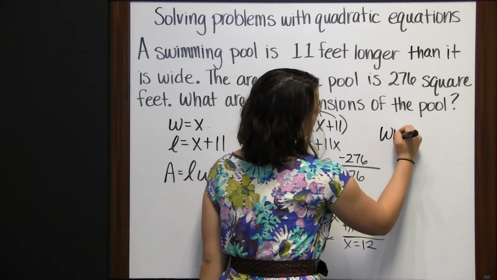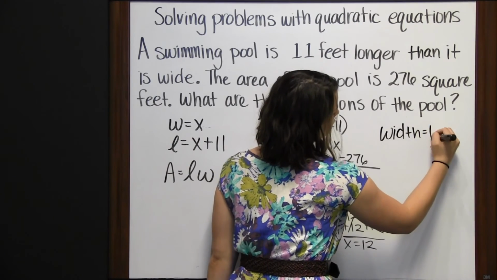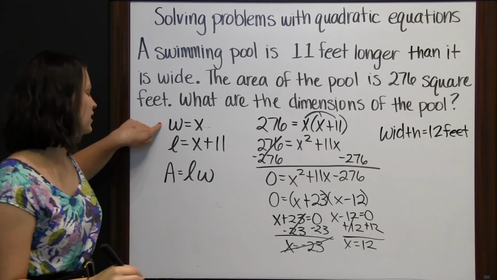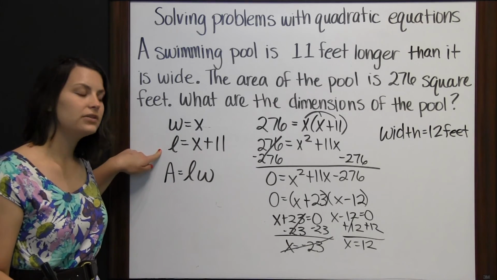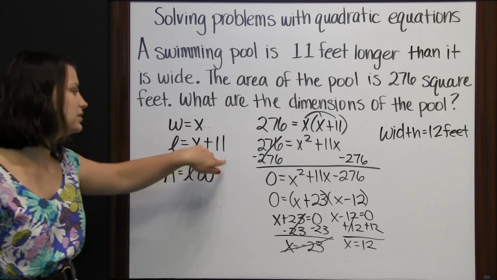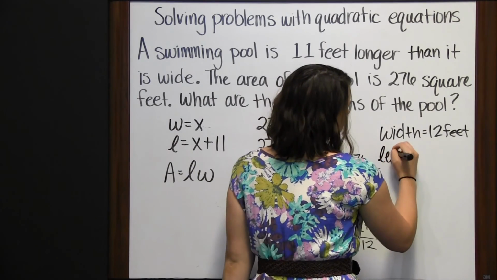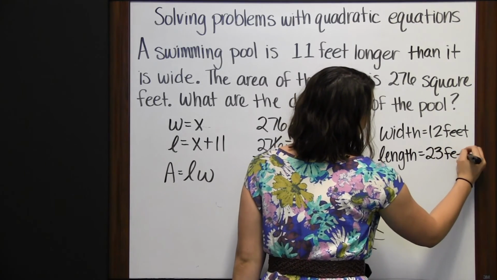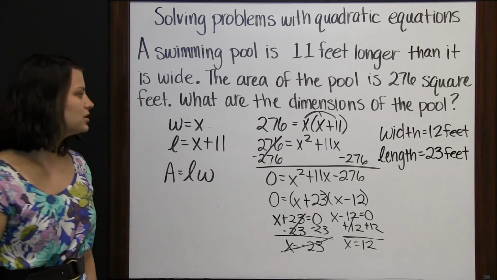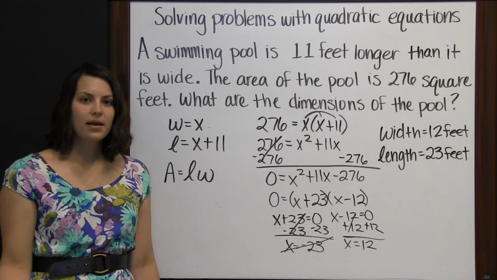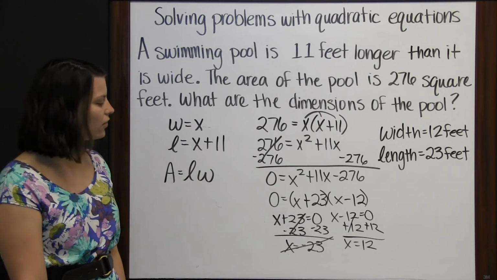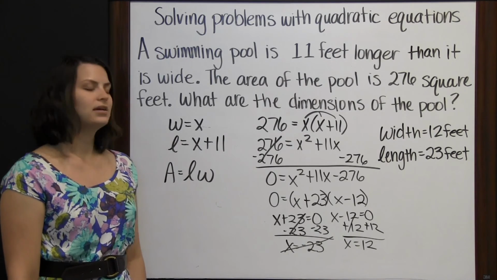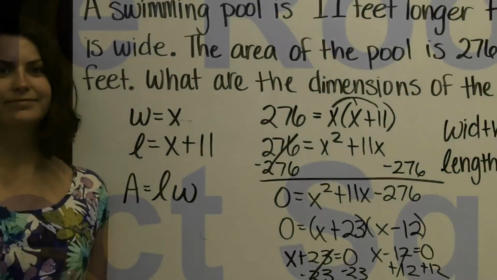So width equals 12 feet. And if our width is 12 feet and our length is 11 feet longer than that, then 12 plus 11 is 23. So the length is 23 feet. And those are the dimensions of the swimming pool. And we can check that by multiplying 23 times 12, and you will in fact get 276 square feet. So that means that we solved it correctly.